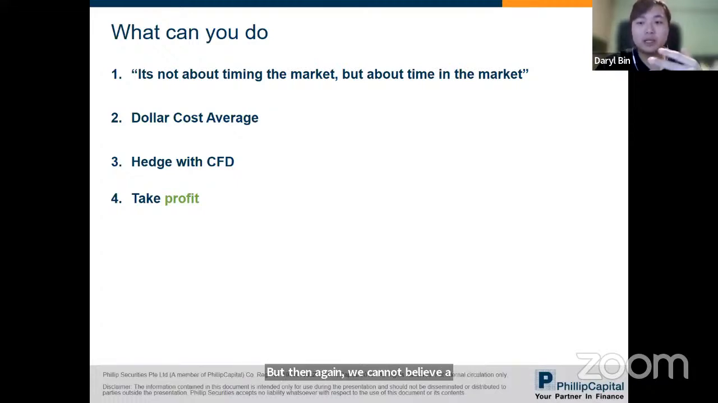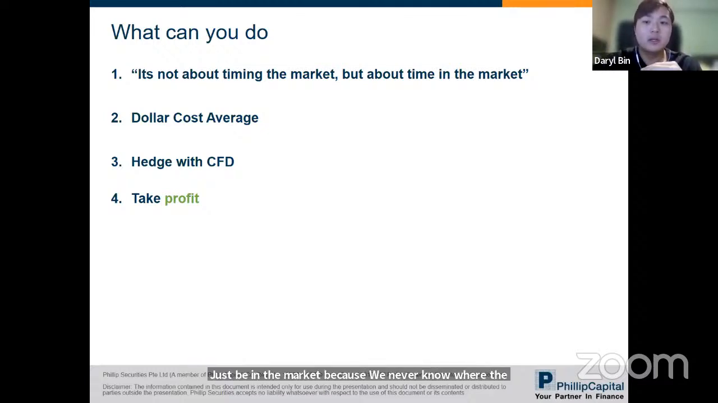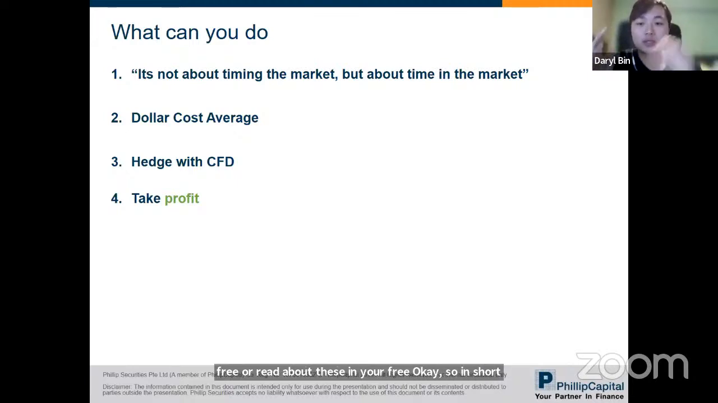So what I would say is we do not time the market, just be in the market, because we never know when the price will continue moving upwards. One strategy I recommend people to use is dollar cost averaging. This is a topic for another day, and if you wish to know more about it, you can Google it or read about it when you are free. In short, this strategy ensures that you stay in the market and do not miss out on the opportunity.